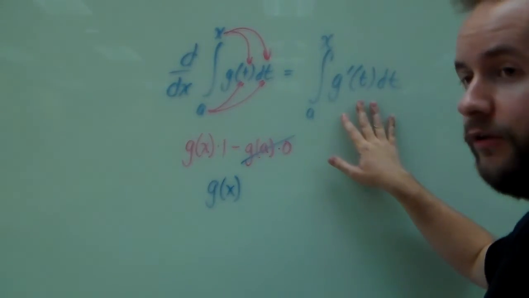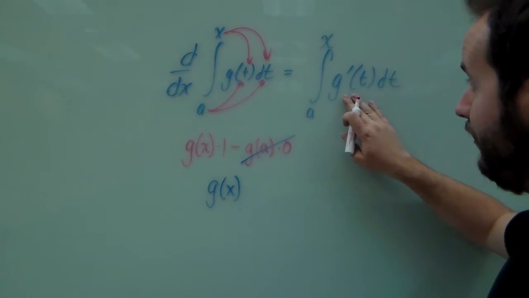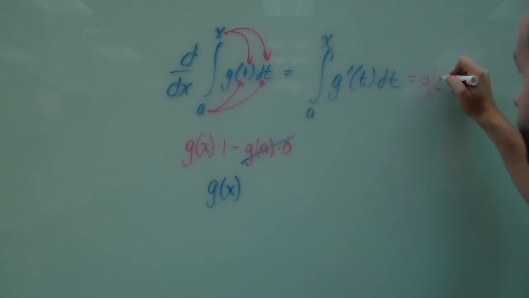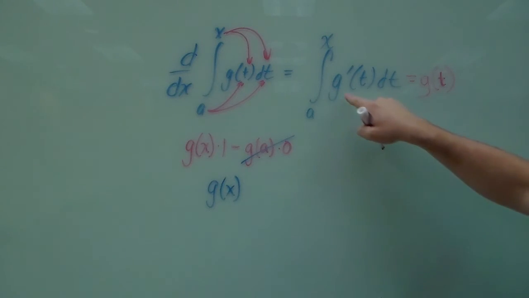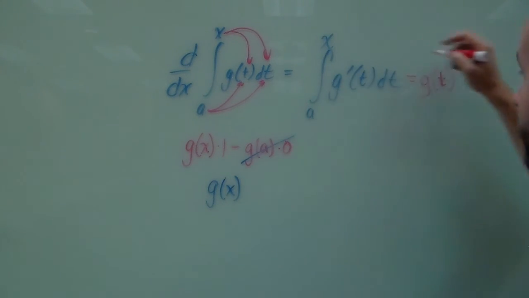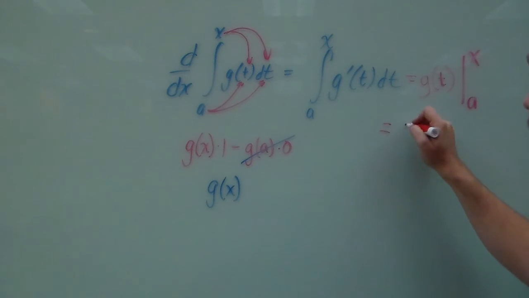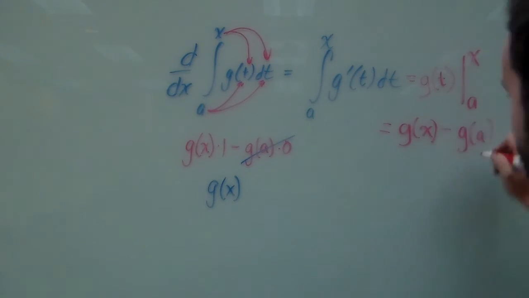Now, what about the right-hand side? What about this guy? Here we're going to use the fundamental theorem of calculus to evaluate it. The antiderivative, or the integral of g prime of t would be g of t, and we're evaluating from the bounds a to x. So when I plug in x, I get g of x, minus what I get when I plug in a. So minus g of a.